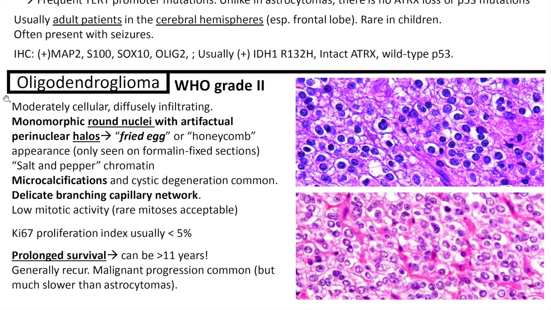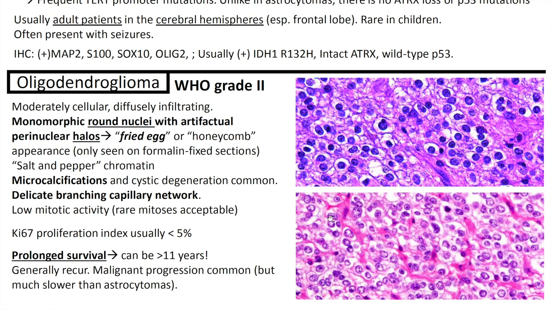So oligodendroglioma, WHO grade 2, we've got those fried eggs. It's going to be moderately cellular, diffusely infiltrating with monomorphic round nuclei with artifactual perinuclear halos, or fried egg or honeycomb appearance, only seen in formalin-fixed sections. And you can sometimes have salt and pepper chromatin. Microcalcifications and cystic degeneration are common, and a delicate branching capillary network may also be seen, with low mitotic activity and rare mitoses acceptable. Ki-67 proliferation index is usually less than 5%, and prolonged survival can be more than 11 years. These generally recur with malignant progression common, but much slower than astrocytomas.